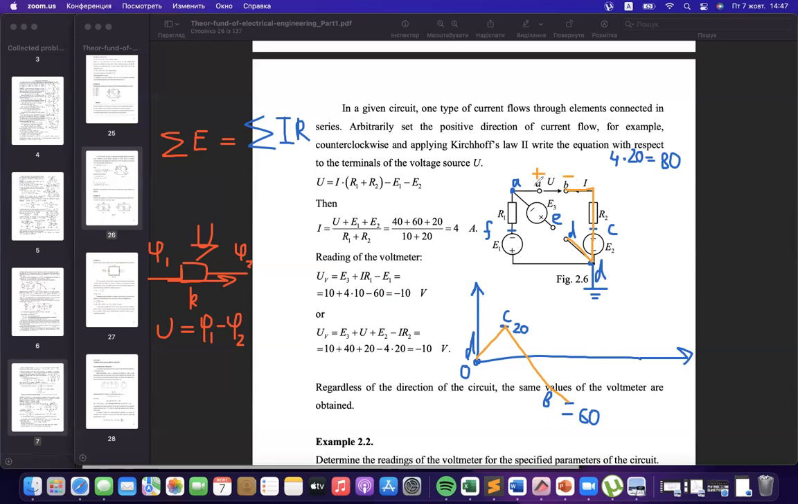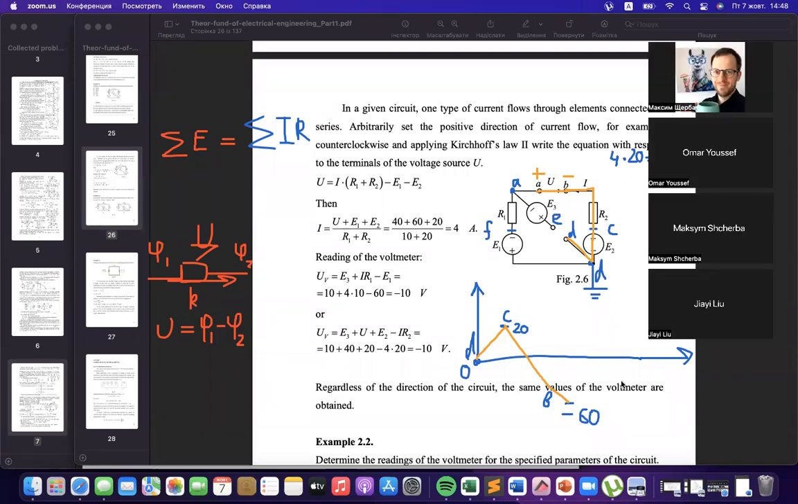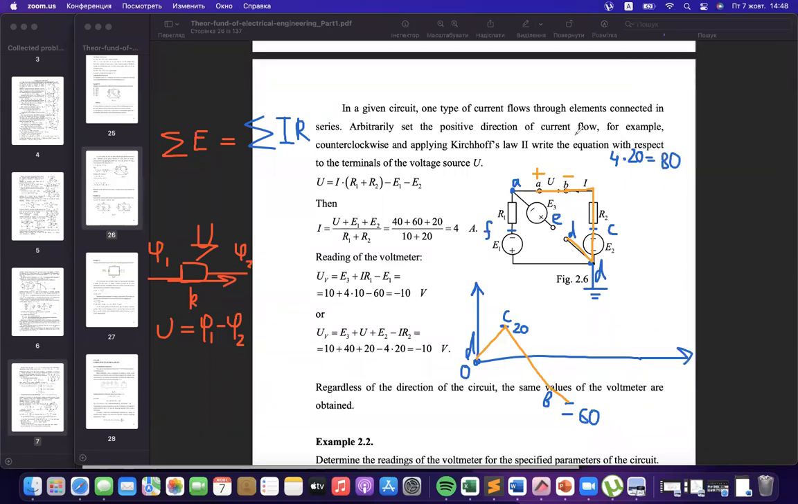Then if we are moving in the opposite direction, the voltage will increase by the value. The potential became bigger, bigger by the value of voltage, it is 40 volts. It means minus 60 plus 40, it will be minus 20. And we moved to point number A.